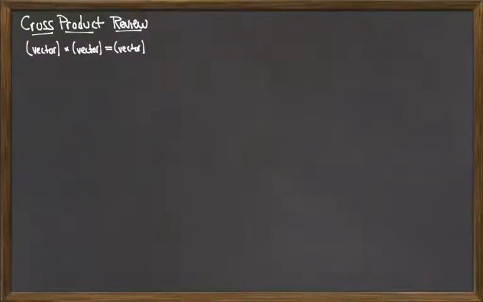In this video, we'll do a very quick review of the cross product of two vectors. We'll start by reminding ourselves that the cross product takes two vectors, vector cross another vector, but the result, unlike the dot product, will be a vector. So two vectors go in and one vector comes out when we do a cross product.